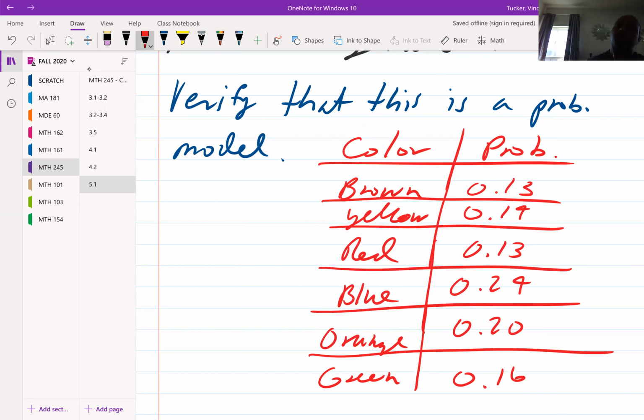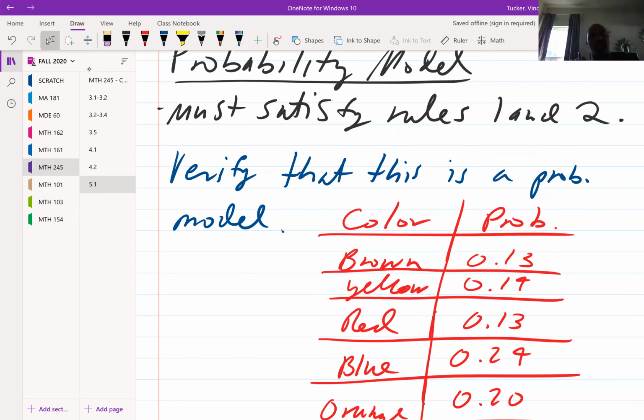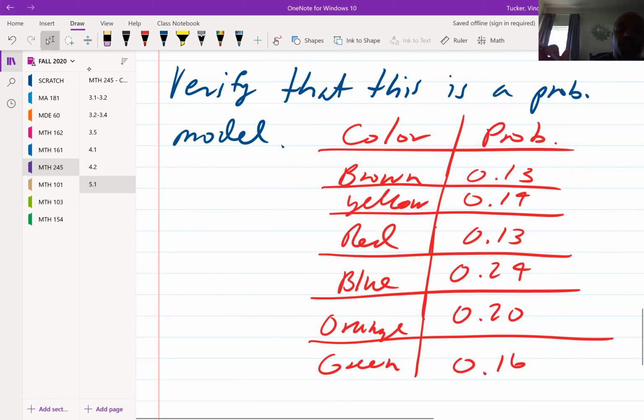All right, so a probability model is a list of probabilities that must satisfy rules 1 and 2, the ones we just mentioned. The next example says to verify that this is a probability model. This is referencing M&Ms and the probability of getting a brown, yellow, red, blue, orange, or green M&M in a bag.